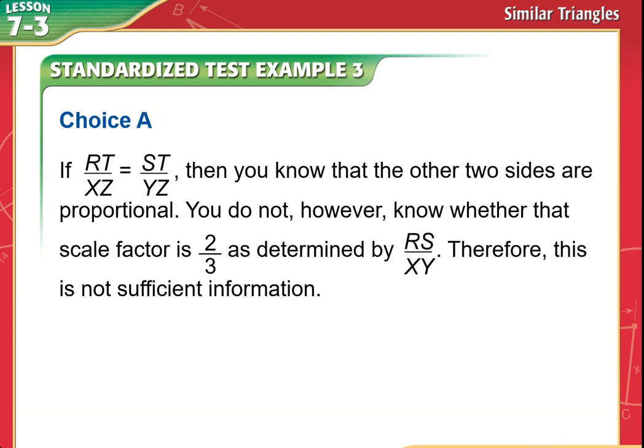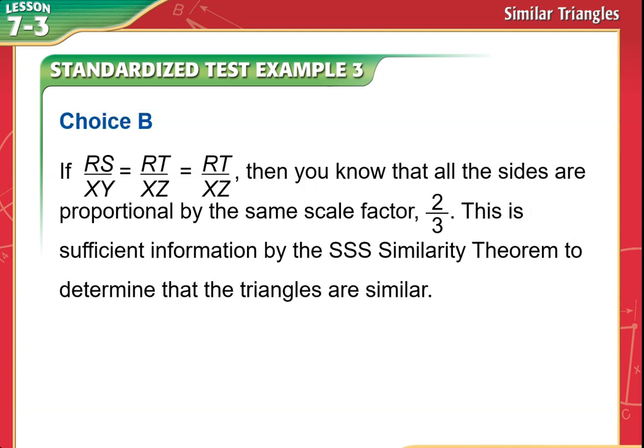Therefore, if the other two sides are proportional, you do not know, however, whether the scale factor is 2/3 as determined by RS over XY. Therefore, this is not sufficient information. Okay. Choice B, you know all the sides are proportional by the same scale factor, so this is sufficient information. So choice B.